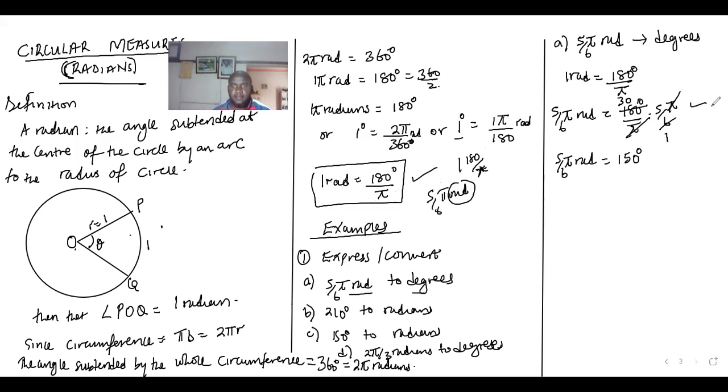Okay. Let's look at the second one. By the time I finish the examples, we shall be fine. 210 degrees to radians.